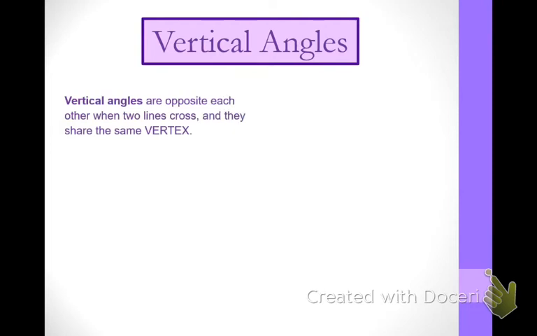So you're going to write down, I shortened it as much as I could. They are opposite of each other when two lines cross, and they share the same vertex.